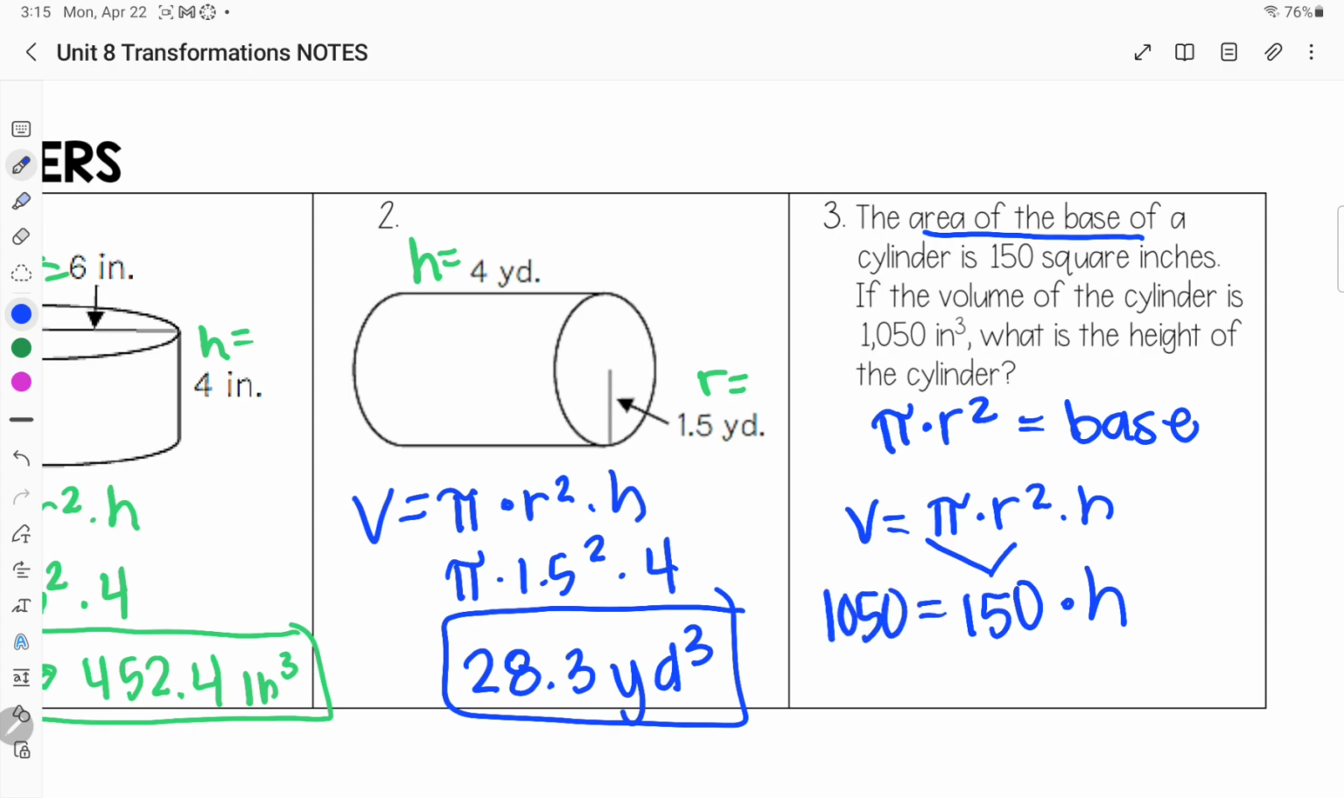So now you're solving equations, which we've been doing for months now. So get h alone. Right now h is being multiplied by 150, so we divide both sides by 150, and you would get your height would have to be 7 inches.